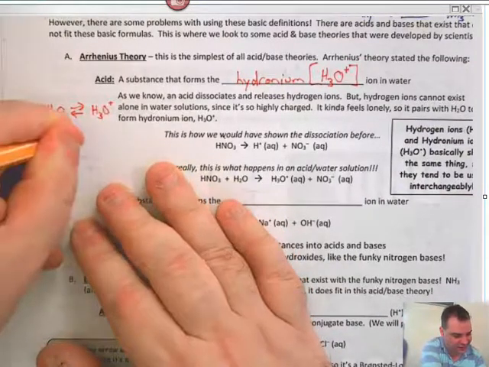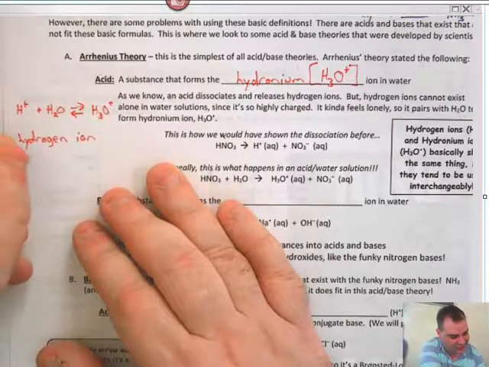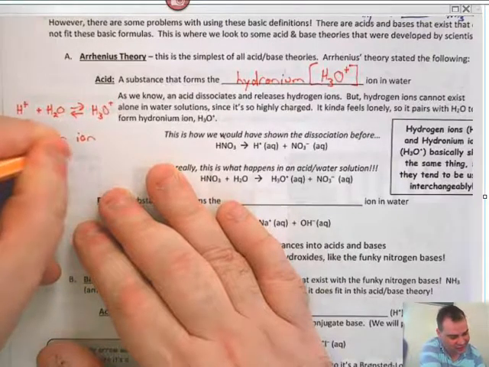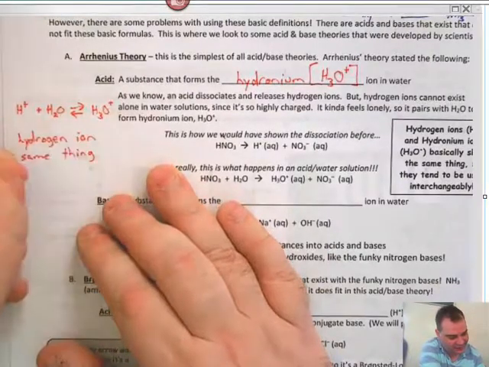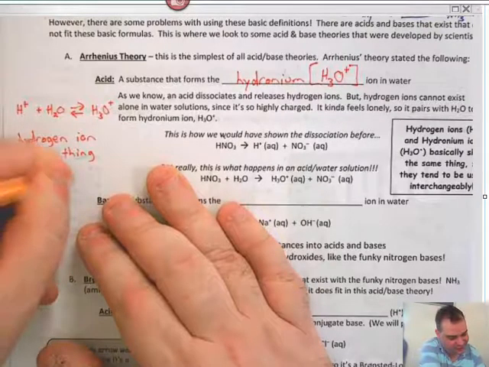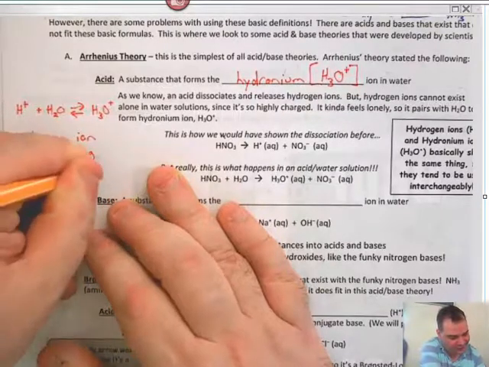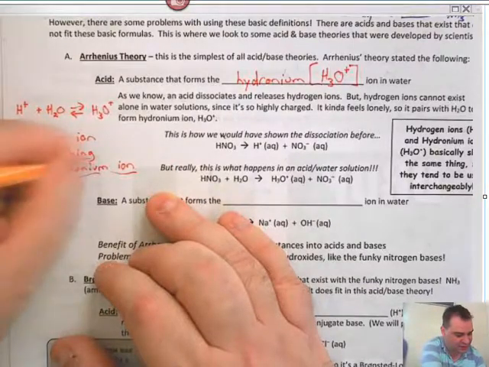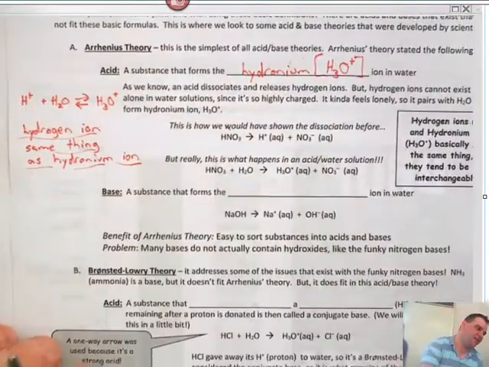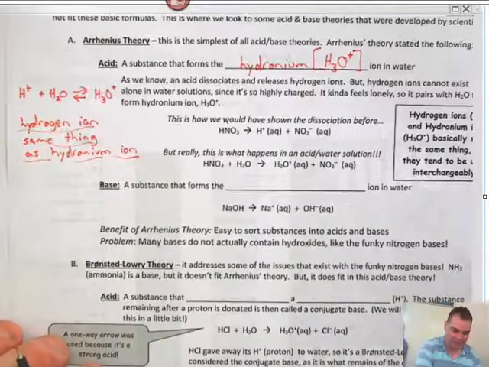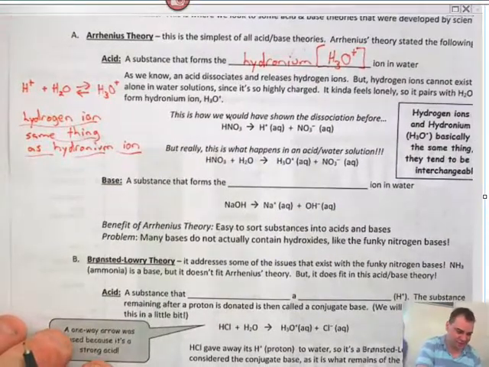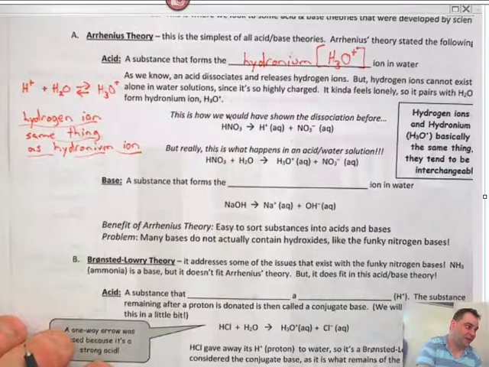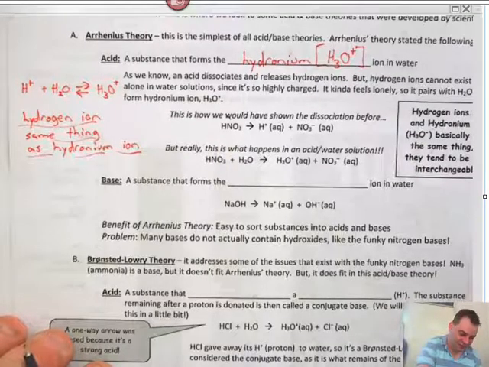Hydrogen ion, same thing as hydronium ion. Most of the time you'll see me refer to it as the H+ ion, but occasionally you'll see me do an H3O+ on you. So basically what Arrhenius said is acids contain H+. They produce H3O+.